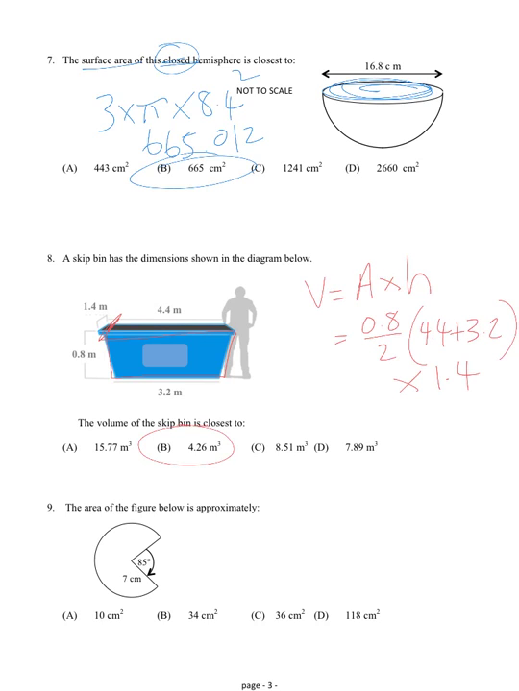Alright, we have a sector. Now, pi r squared, so pi times 7 squared is the whole circle. What part of the circle don't we have? We don't have 85 degrees, so that means we have 360 minus 85 is 275 out of the 360. And we get 117.59, which gets us 118.